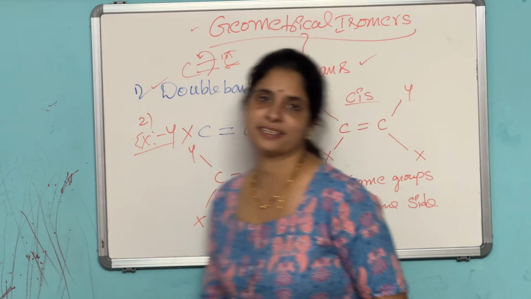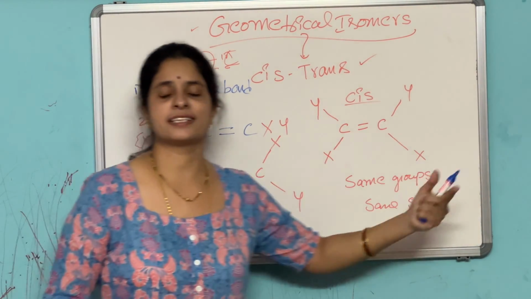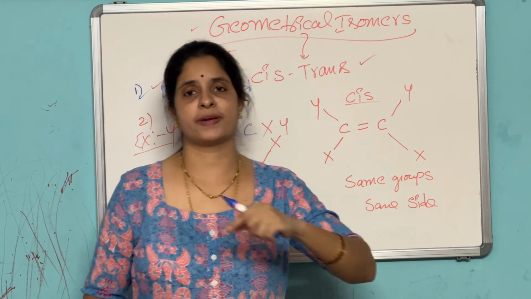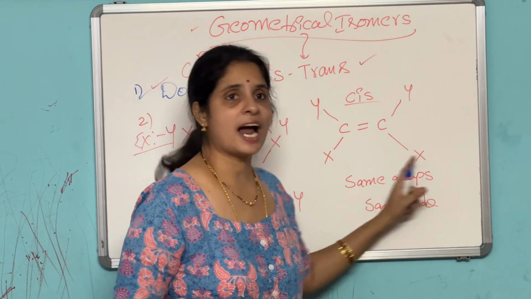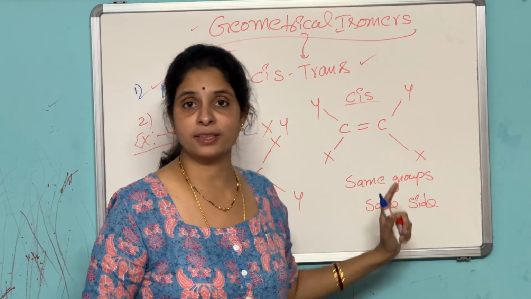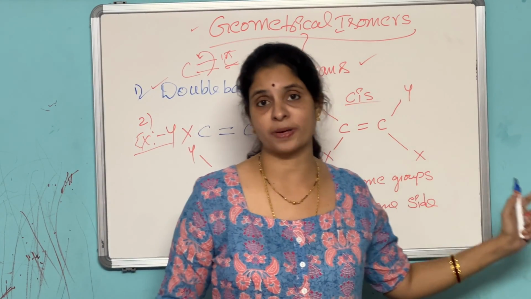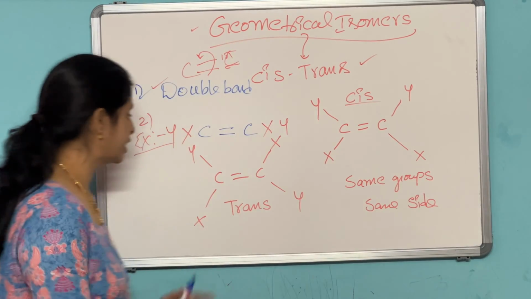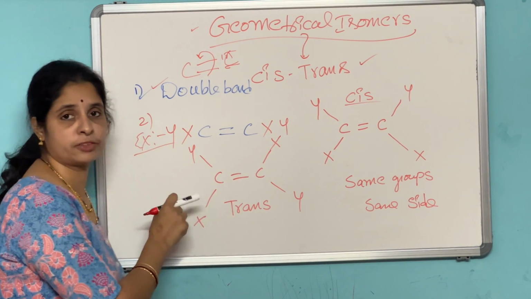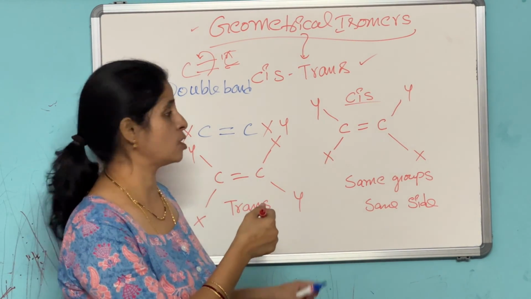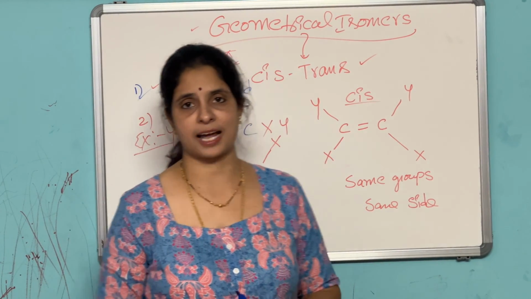The orientation of the atoms or groups present on the opposite side of the double bond is the trans isomer. So this type of isomerism arises due to the difference in the spatial arrangement of the atoms. If two atoms or groups lie on the same side of a double bond, we call it a cis isomer. If the same atoms or groups are present on opposite sides of the double bond, we call it a trans isomer, and this phenomenon is known as geometrical isomerism or cis-trans isomerism.